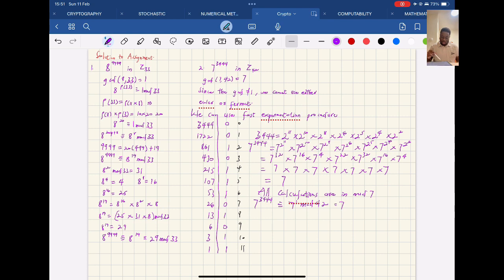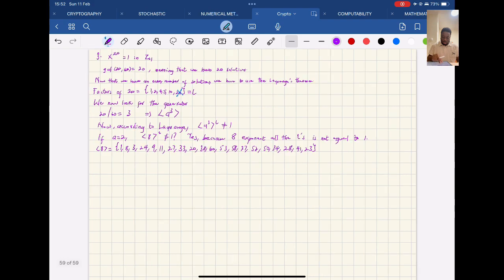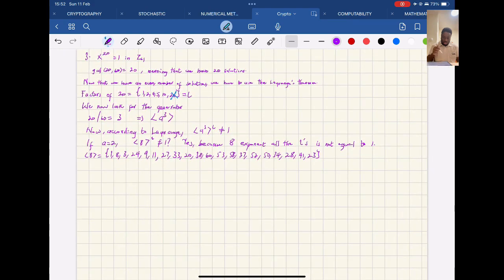If you then divide 3,444 by 2, you have 1722. 1722 in mod 2 is also 0. Then you divide it by 2 again. So you do that till you get to the last number, which is 1. And this is question 3 as well. In question 3, I solved s raised to power 20 equal to 1, so I used the same procedure that we used the last time.